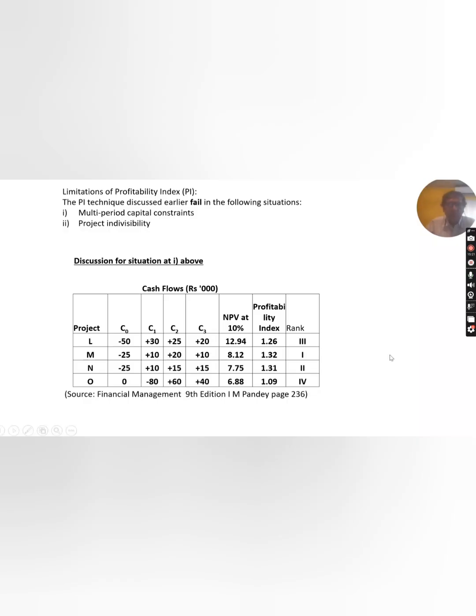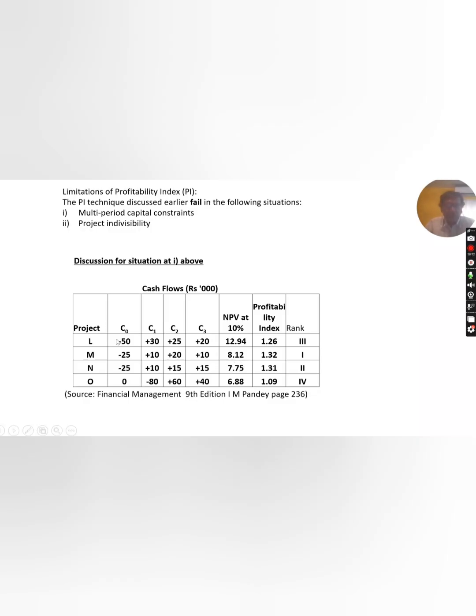if I consider selection of the project on the basis of PI ranking, then you should select first this M. 25,000 fund has been blocked. You have selected this, and the NPV obtained is 8.12. The second ranking is this. You will select this one also. So 50,000 fund is available. That's why it is possible. And what will be the outcome? The NPV will be 8 plus 7, 15.87.